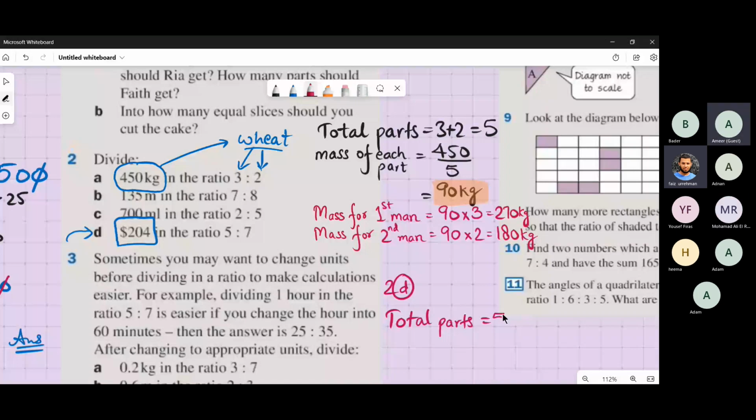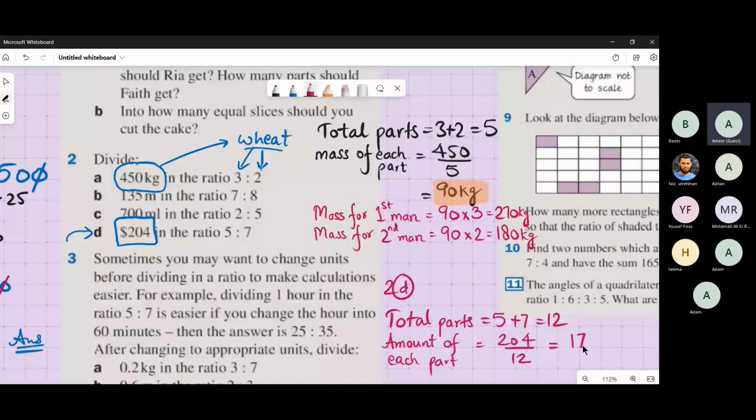Now, the amount of each part will be 204 over 12. 204 divided by 12 will give me what? $17. It will give exactly 17. Let me check. Yes, 17.